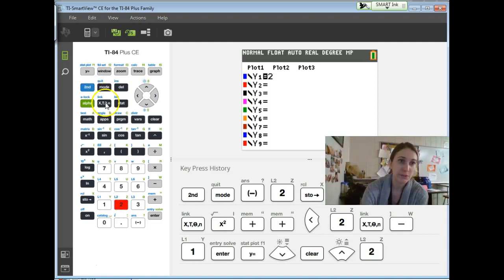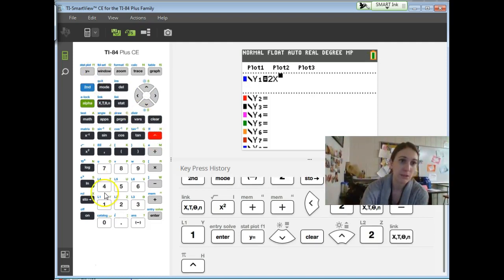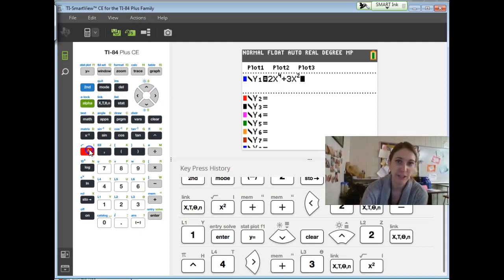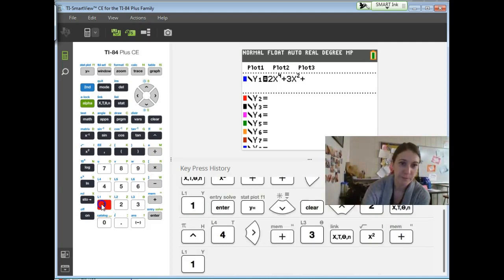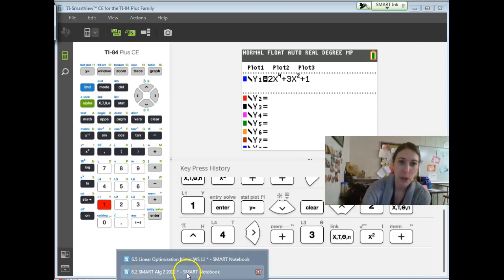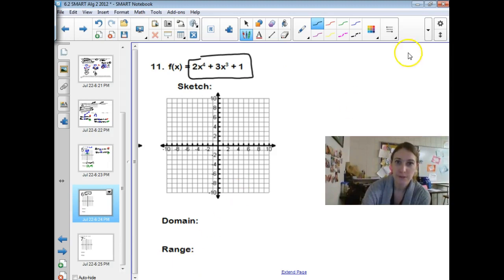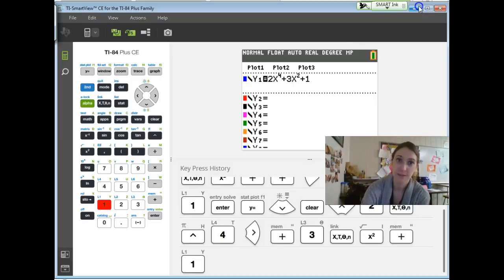So I have 2x to the 4th plus 3x squared. I need to go back and check. I'm feeling like I screwed up this function. Ugh, goodness. 3x squared. 3x to the 3rd. See? I knew I messed it up. Go back.